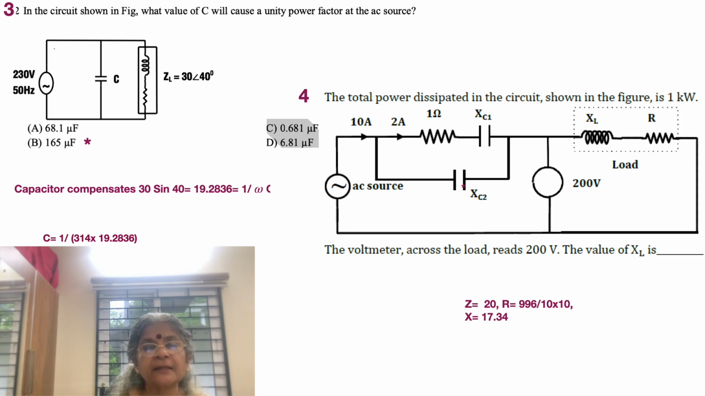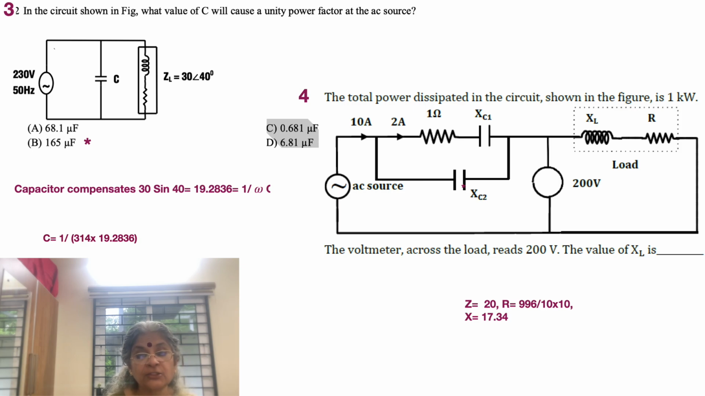What's the power dissipated in the 1 ohm? 2 into 2, that is I square R. So it is 4. The rest is all dissipated in the resistance R. And the question is, the voltmeter across the load reads 200 volts. So that's also correctly guessed. The value of XL is what? We know the voltage across the R-XL combination, which is 200. We know the current through it, which is equal to 10 amps. So what's the impedance? 200 by 10 is equal to 20.